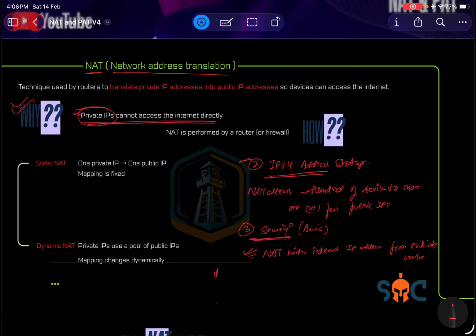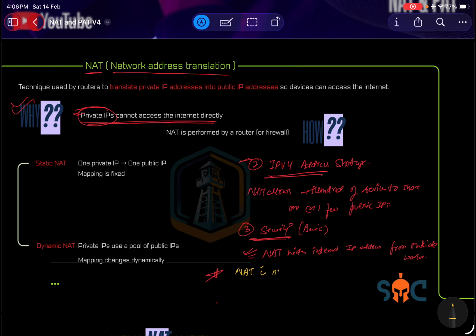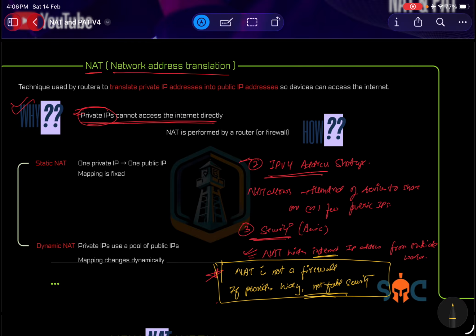Okay, so there is one important point as a SOC analyst which you have to remember, that is NAT is not a firewall. It provides hiding of your internal IP addresses. Okay, but this is not full security. This is the main point which you have to remember: NAT is not a firewall.